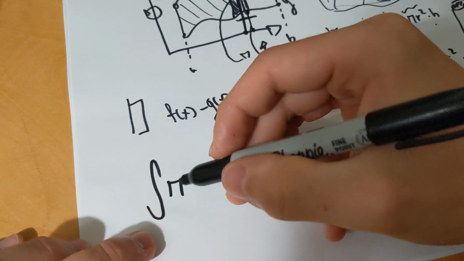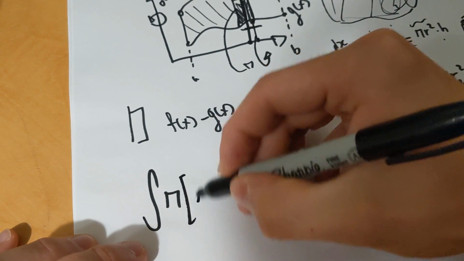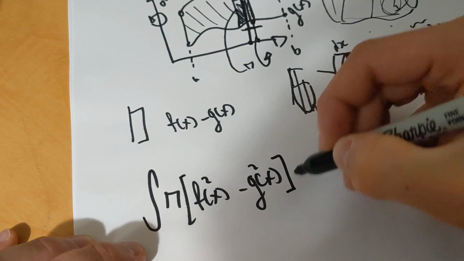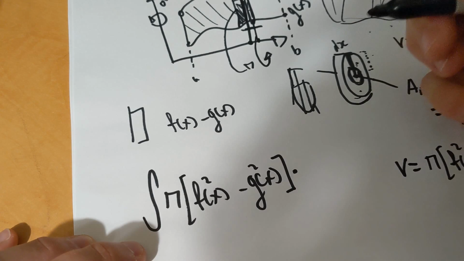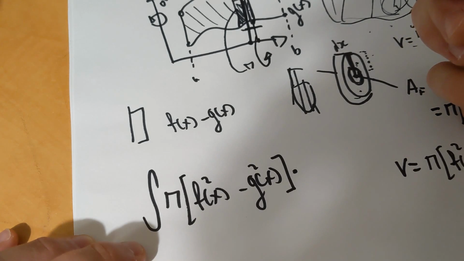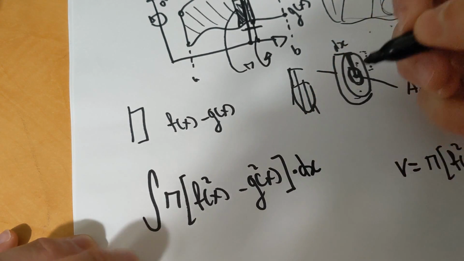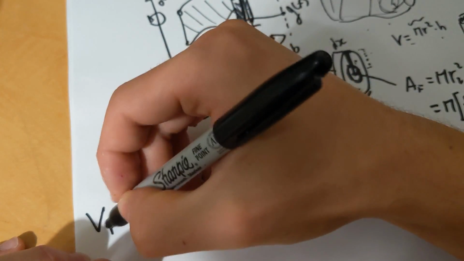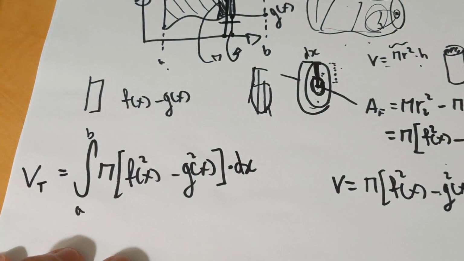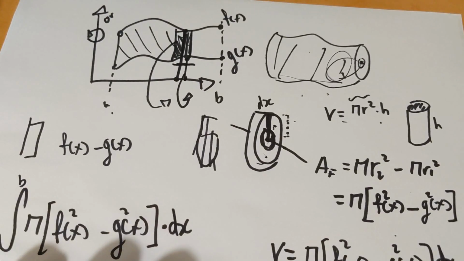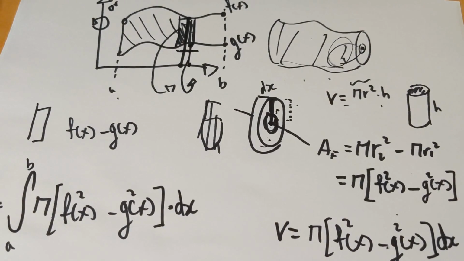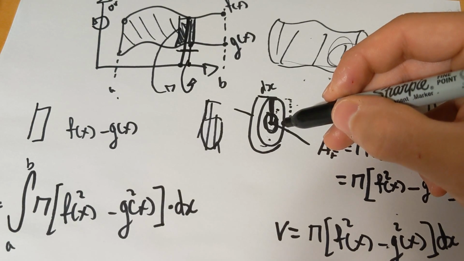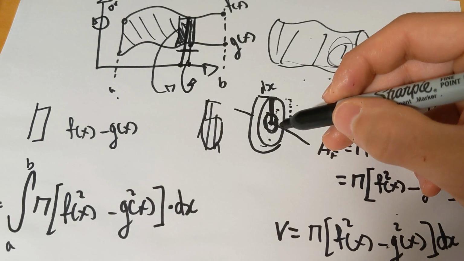So pi times f of x squared minus g of x squared, multiplied by dx, from a to b, is the total volume, Vt. Perfect. So this is the washer method. And you knew it was the washer method because of the shape that one of these rectangles made. That's the key part in understanding what the washer method is.